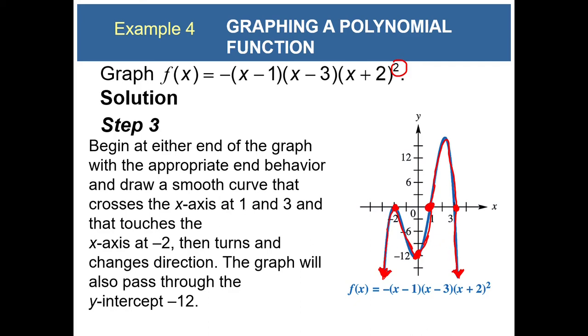So that's the process. Always start with the end behavior first, and then start with your zeros and your y-intercept. Look at the multiplicity. If it has a multiplicity of 1, it shoots through it. If it has an even multiplicity, like here at -2, it will bounce off of it.